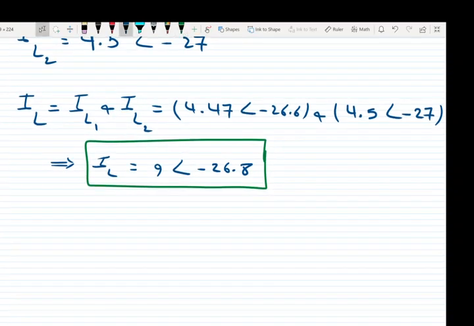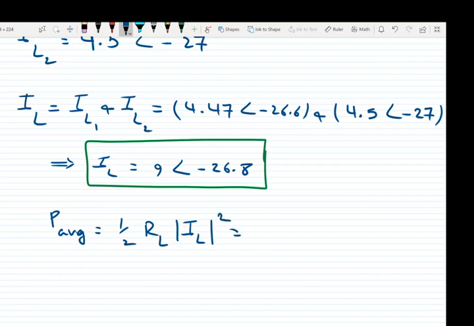Now that we got the IL, we can calculate the average power. So we can say the average power is equal to 1/2 of RL IL square, which is equal to 1/2 of 20 times 9 square, which is 810 watts. So this one is the average power delivered to the 20 ohm resistor.